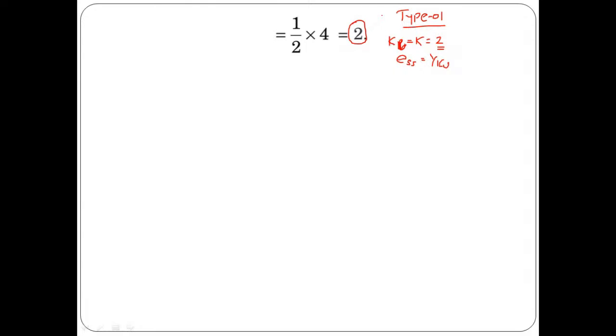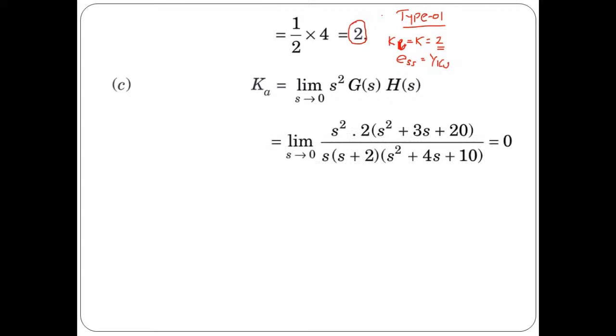And then if you try to calculate the value of acceleration error coefficient, Ka is limit s tends to 0, s square into G of s into H of s. Put the value of G of s, H of s in this equation and try to solve this. Now in this case, see, this s and this s square get cancelled. If you solve this limit for s tends to 0, you will get the value of Ka as 0. And the expression to calculate steady state error in this case is going to be 1 upon Ka, so it is going to be infinite.